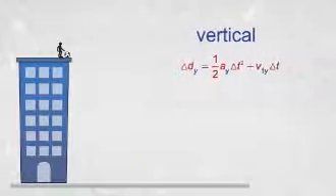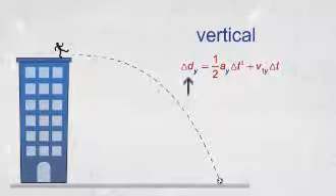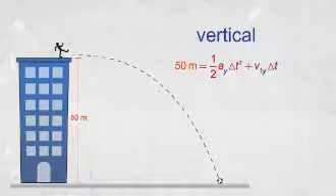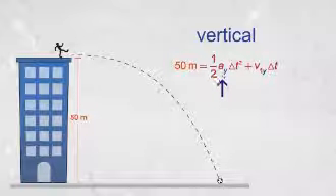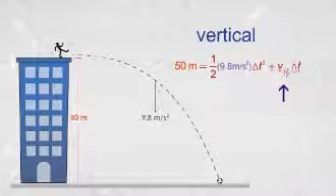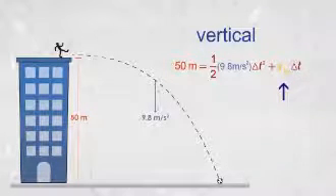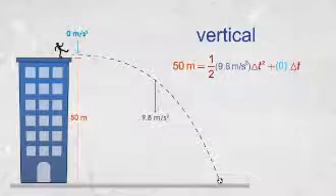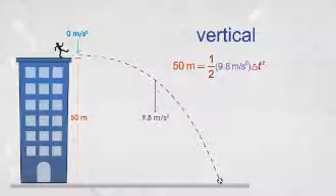In the vertical component, distance, d, is equal to the height of the building, 50 meters. Acceleration, a, is equal to the acceleration due to gravity, 9.8 meters per second squared. And the initial velocity in the vertical direction, v sub 1y, is 0, since when I kicked the ball, its velocity had only a horizontal component. Using these numbers, I can solve for t, the time it takes for the ball to hit the ground.